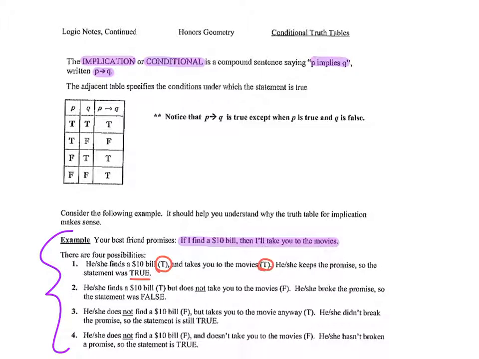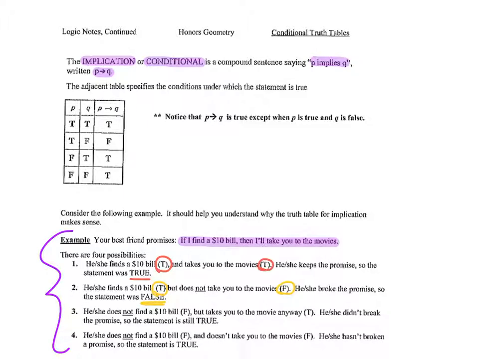The second situation is they found the money but did not take you to the movies. In that case, they did lie to you. They broke their promise, so that's a false result. They said if they found money, they'd take you to the movies. However, they did find the $10 bill, but they didn't take you to the movies, so they lied to you.